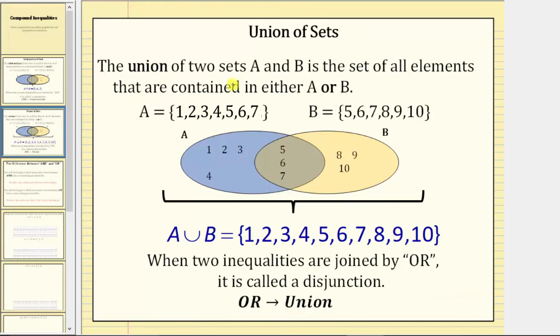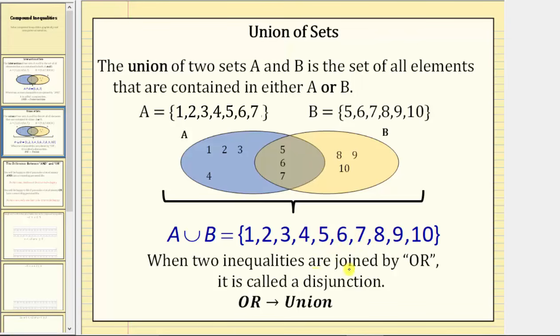The union of two sets A and B is the set of all elements that are contained in either A or B. So if we define set A and B as we did before, then the union of set A and B, expressed using this notation here, would be all the counting numbers from 1 to 10, because the counting numbers from 1 to 10 are either in set A or set B.